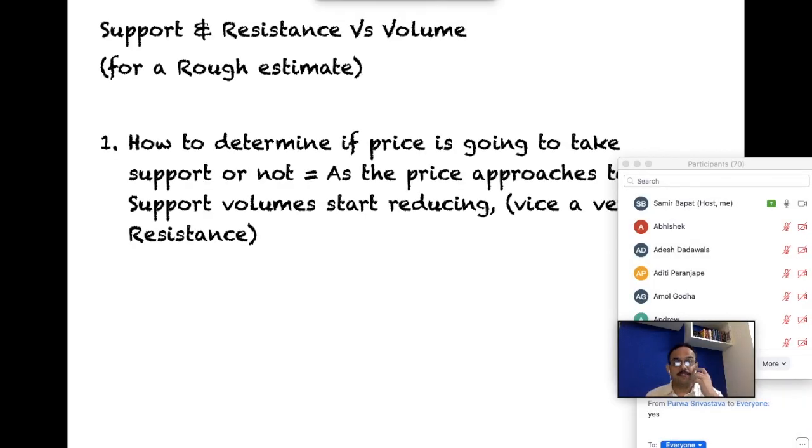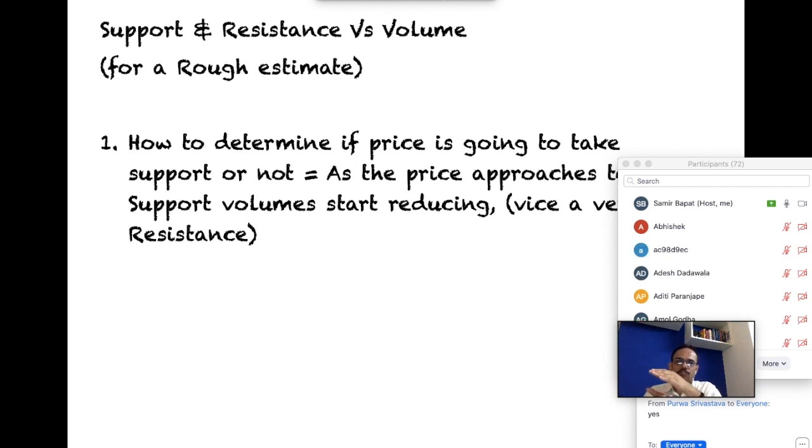How to determine if the price is going to take support or not. So Jitendra, this is also again one of the signals you can get from the market. How to determine whether we can buy at this level or not, or whether it is going to bottom out and act as a support and go up. So apart from the 7 to 8 days we are waiting, we can as well look at the volume and what is happening.